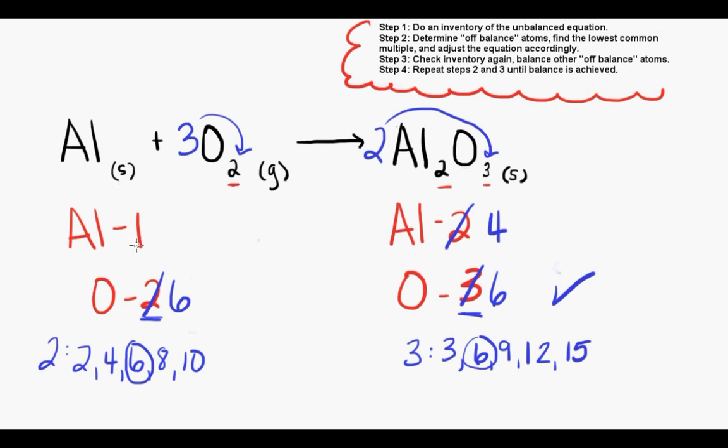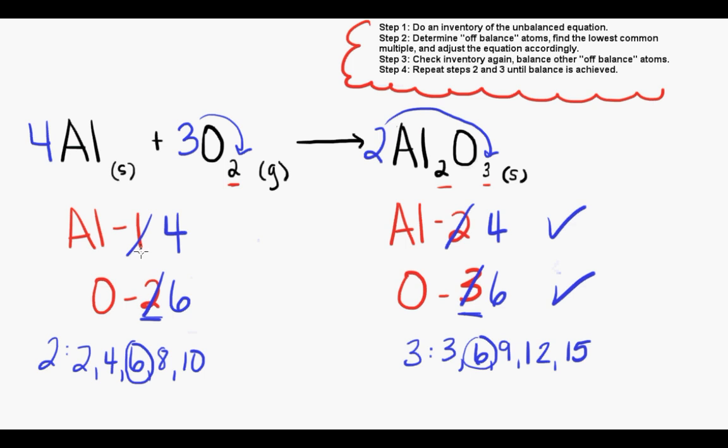Based on our inventory, there are 4 aluminums on the right side of the reaction and only 1 on the left. We can fix this very simply by bringing the number of aluminums on the left up to 4. All we have to do is use a coefficient of 4 in front of the aluminum in the reaction, and that's not going to affect anything else, so it's a very simple fix. Then we'll update our inventory because now we have 4 aluminums. And look at that, aluminum is now balanced. It looks to me like there's overall balance of the equation.